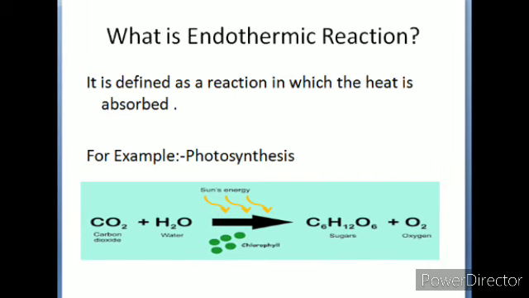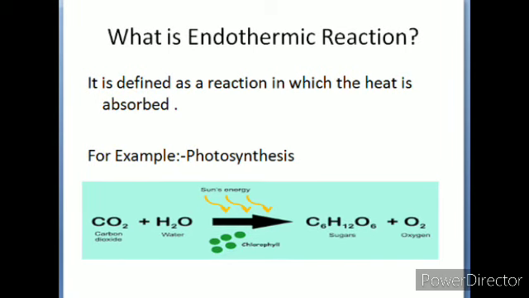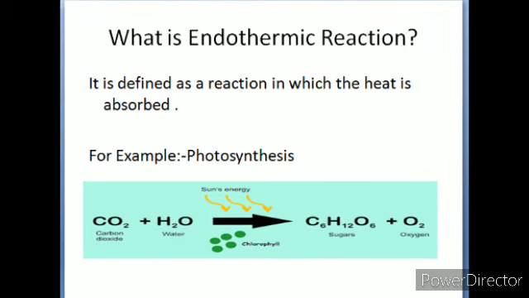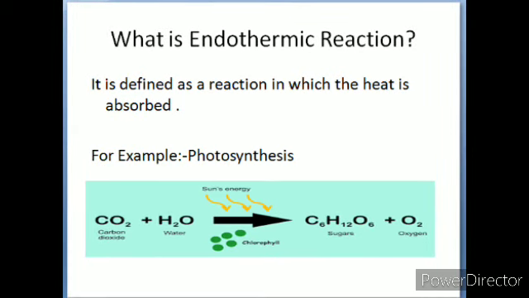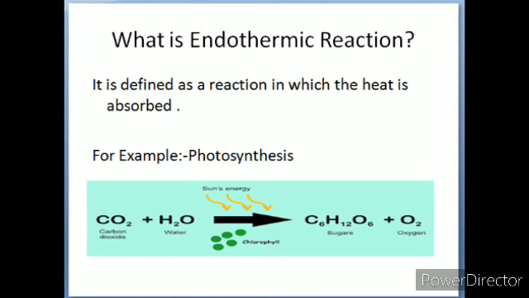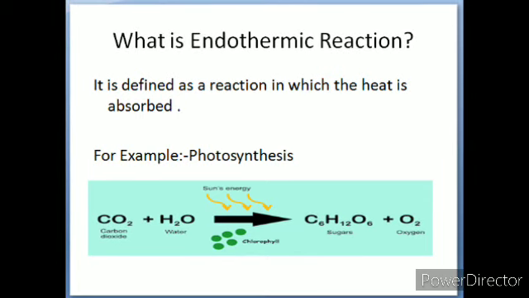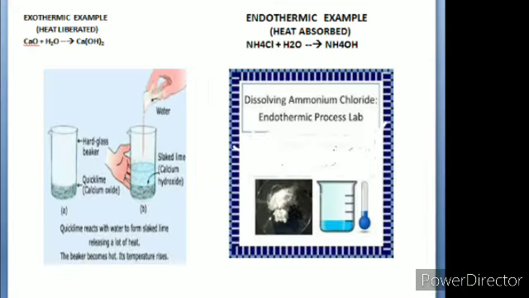Now let's discuss our first example of endothermic reaction, that is photosynthesis. In photosynthesis, carbon dioxide and water combine with each other in the presence of sunlight and chlorophyll. It means they are taking energy from outside to form sugar as well as oxygen. During this reaction, the heat is absorbed from the surroundings. So after this reaction, the surroundings cool down.